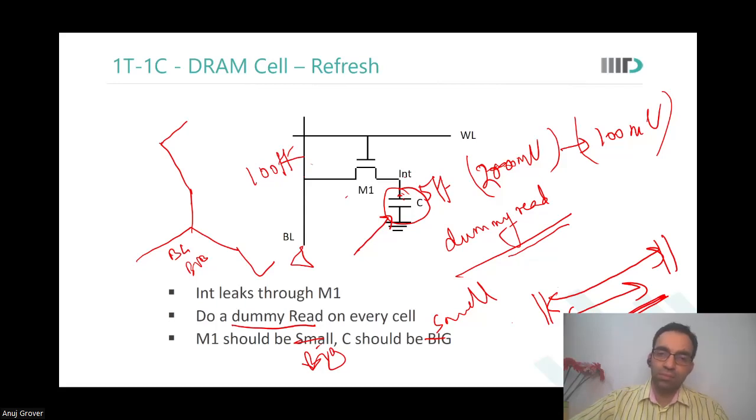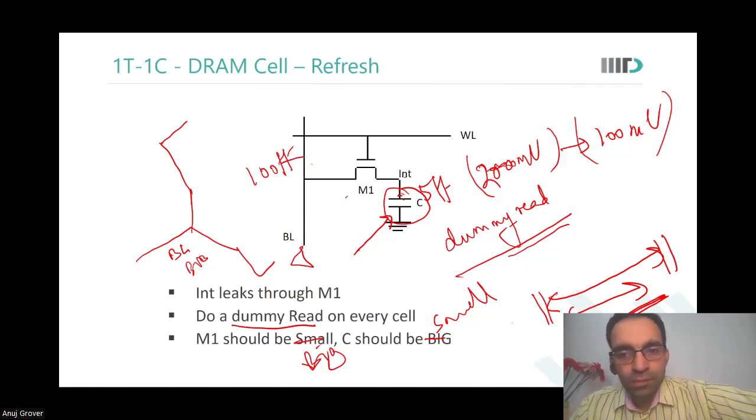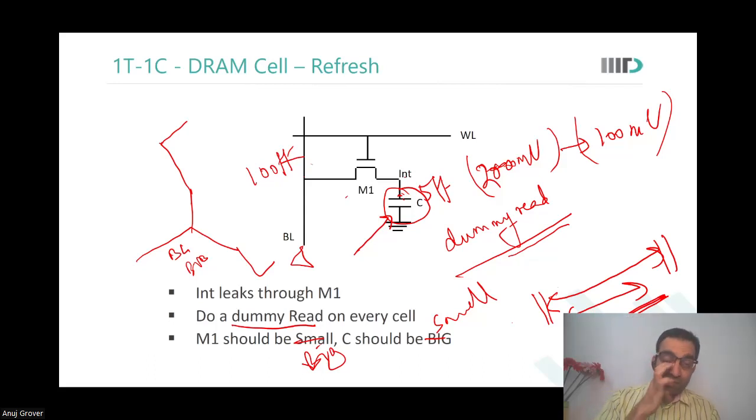And that is why it is called refresh. You refresh that charge. So every read will do this kind of mechanism in itself. So this is how read happens. But for refresh, even if a read operation is not triggered by the user, you will do dummy reads. Every row you will access once every 1 millisecond.